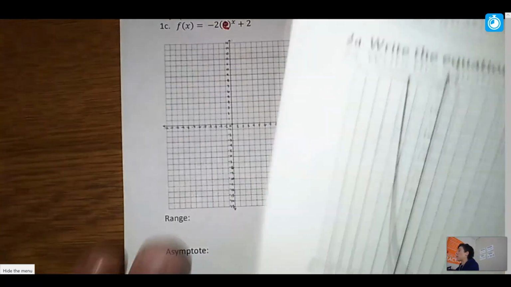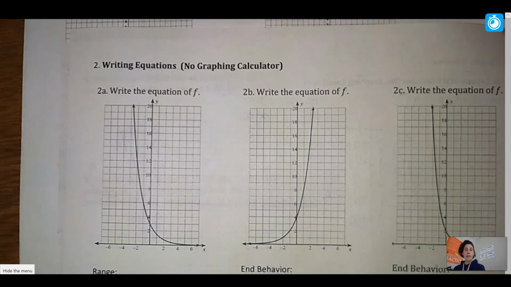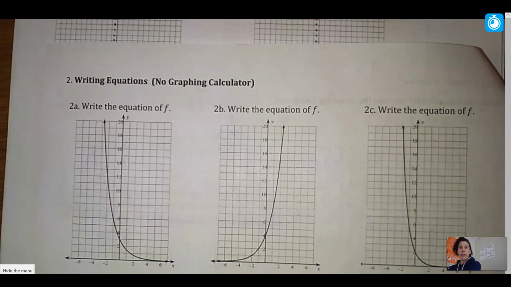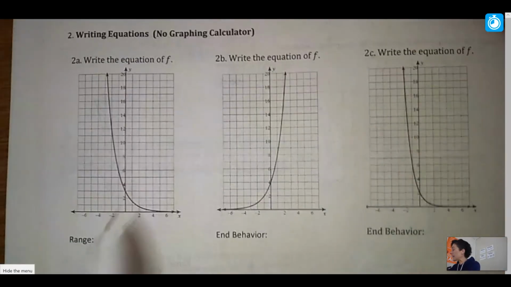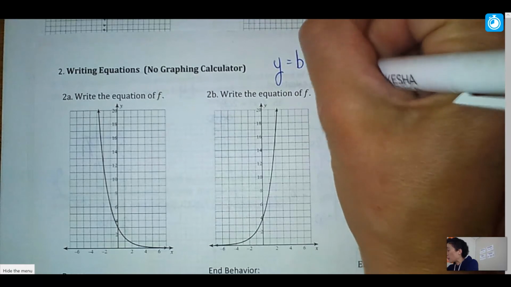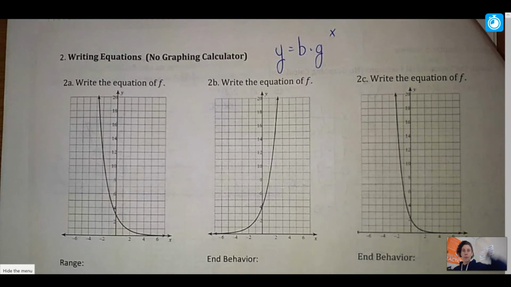The last part I'm going to address is question number 2. And now we're going to do the exact opposite. If I give you the graph, can you write the equation? When this happens on the test, the only thing you're going to have to worry about is identifying the y-intercept and the growth factor. We will not be putting any shifts going left or right or up or down. So just identify the y-intercept, identify the growth factor, and you can put those things in there.